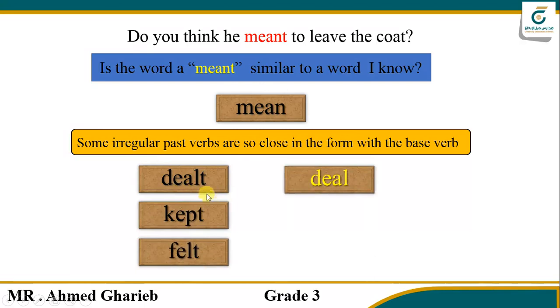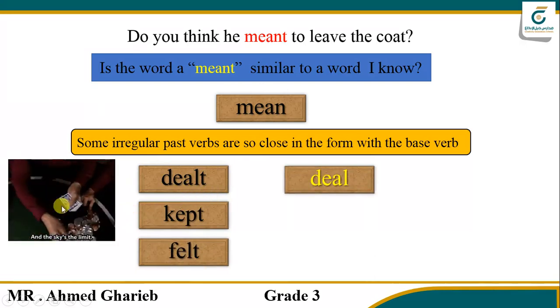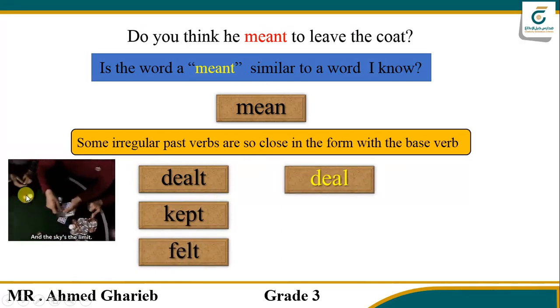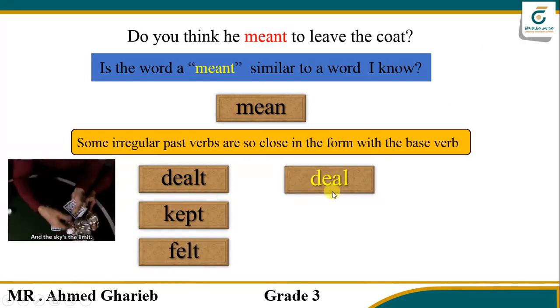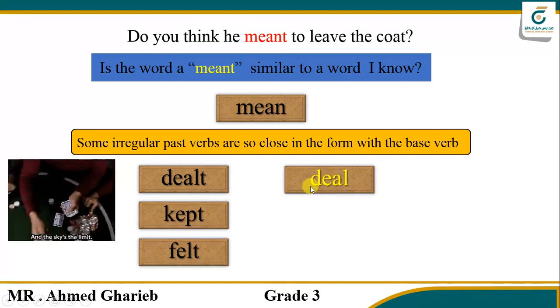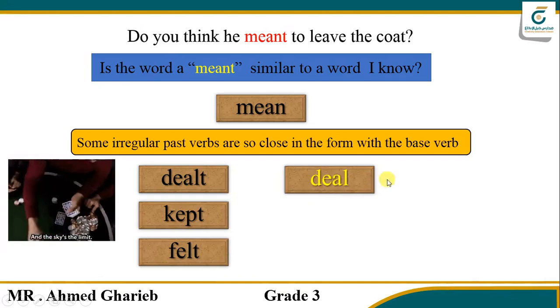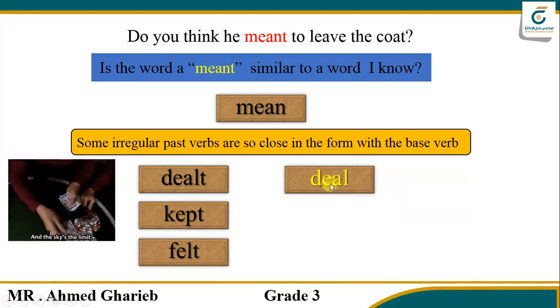Deal as a verb means to give playing cards to players. Give playing cards to players. That's the meaning of deal. It has some other meanings, such as a noun, which means agreement. Also it means, as a verb, to deal or to do something with someone. Right. Dealt is the past simple of deal.